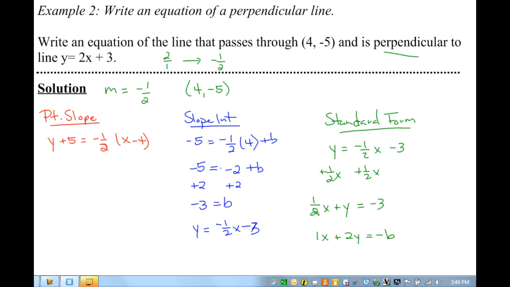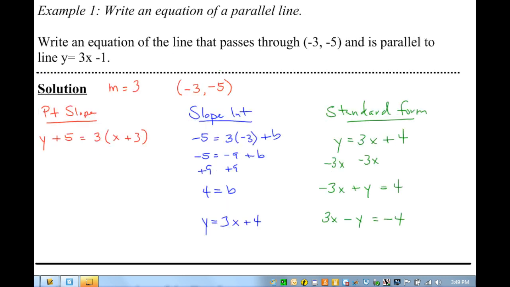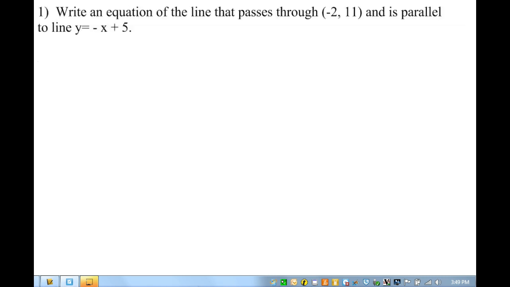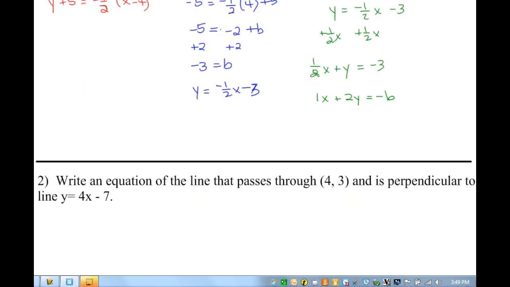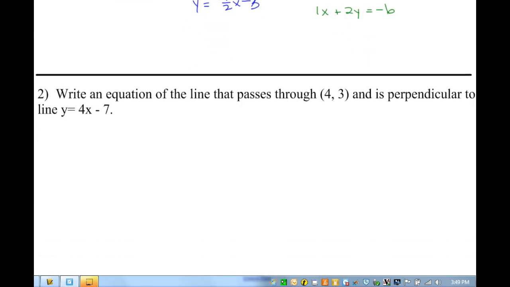What I would like you to do is take a few minutes and do the problems at the bottom. Number 1, write an equation of a line that passes through (-2, 11) and is parallel to y equals -x plus 5. Reminder that this slope is really a -1. I'd also like you to do the same thing with the perpendicular equation. Number 2, write an equation of a line that passes through (4, 3) and is perpendicular to line y equals 4x minus 7. Hit pause on this video and then unpause it to check your answers.